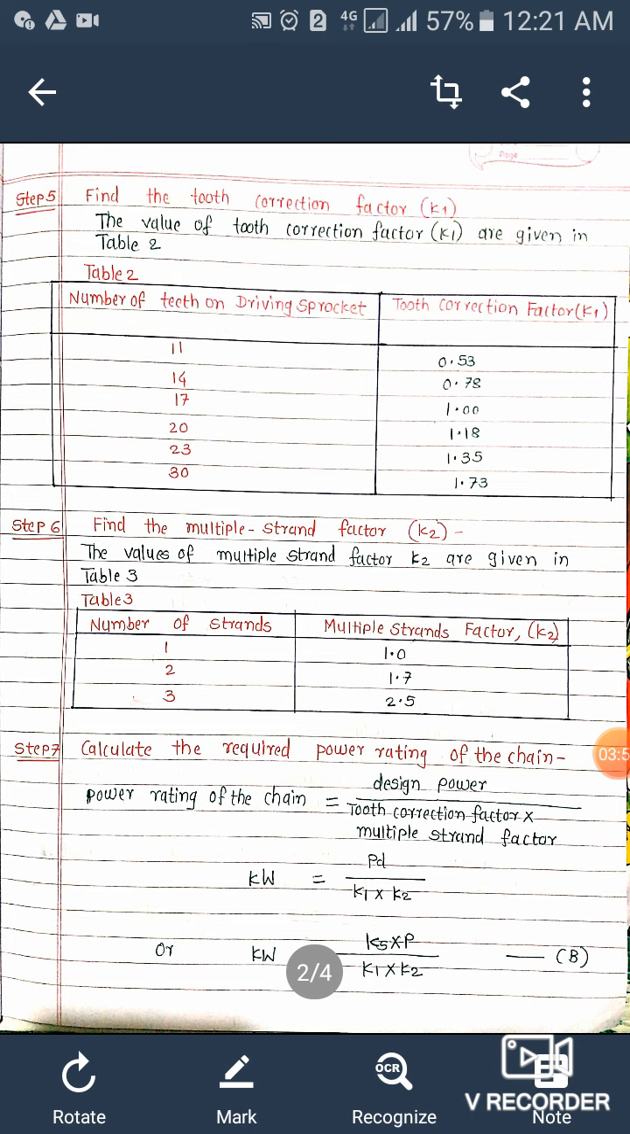Step 7 is to calculate the required power rating of the chain. The power rating of the chain is equal to the design power divided by the tooth correction factor into the multiple strand factor, that is Kw is equal to PD divided by K1 into K2, or Kw is equal to Ks into P divided by K1 into K2. This is equation number B.